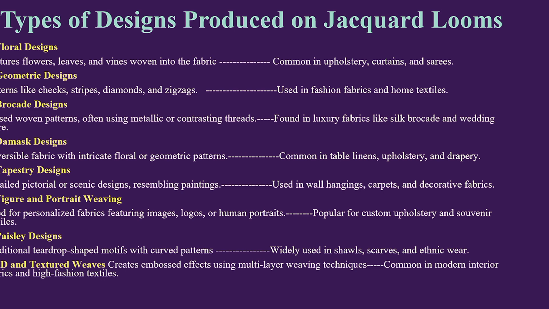Types of designs produced on jacquard looms. There are different types of designs that are produced on jacquard looms. Floral designs, features like flowers, leaves, and vines woven into fabrics, common in upholstery and curtains and saris of ladies.